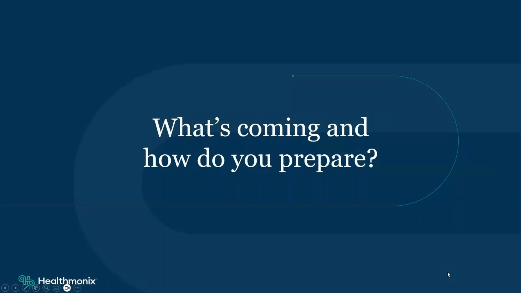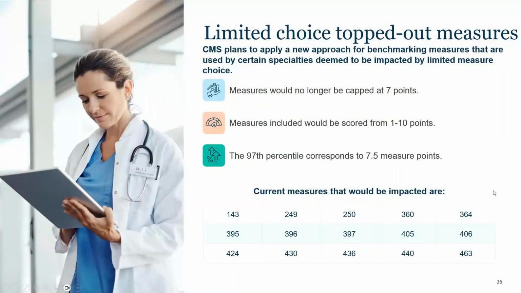What's coming and how do we prepare? So limited choice opt-out measures is something that's in the proposed rule currently. CMS is planning to apply a new approach for benchmarking measures that are used by certain specialties deemed to be impacted by limited measure choice. So measures would no longer be capped at 7. You'd have the opportunity to score between 1 and 10 points.